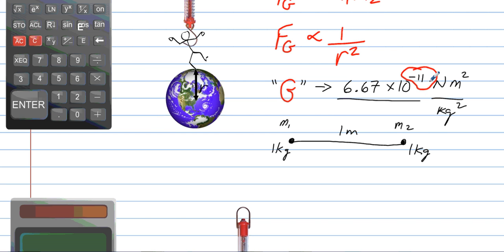In the world of, for example, static electricity and electrostatics, the equivalent value for G would be 9.00 times 10 to the 9th newton meters squared divided by coulombs squared, the coulomb being the fundamental unit of charge in electrostatics.